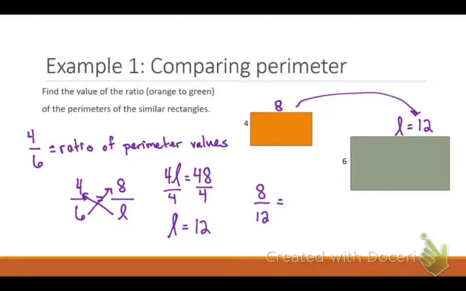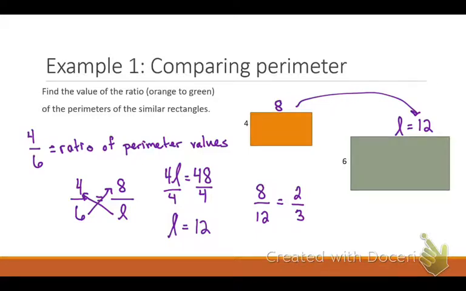Okay, I could divide top and bottom by 4, reduce it by 4 to get 2/3. What if I reduced 4 over 6? What would I get? 2/3. So my ratio of my width values is the same as my length values. All right, so if figures are similar, you can use their similarity ratios to solve for unknown side lengths or unknown dimensions. All right, how are we doing so far?